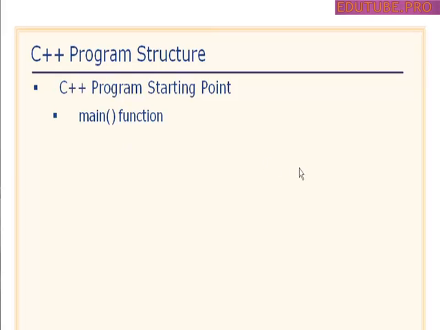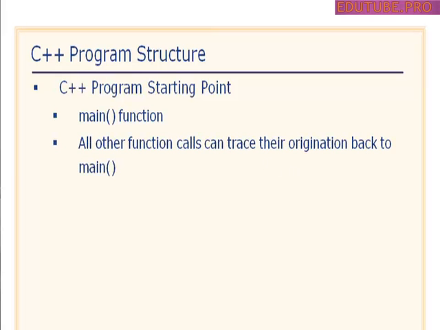Now you'll have one of these in every native C++ program, and any other function in the program can trace its origination back to main. You know how we can get on the internet and start chasing down our ancestry? Well, any functions in a C++ program, if they were to get on the internet and start chasing down their ancestry, it's always going to end up back in the main function.